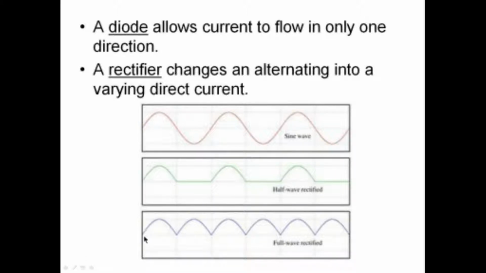If I use a full wave rectifier, I can flip this half here that I cut off with the half wave rectifier, I can flip it up the other direction here and get a full wave rectifier, and I get a much more efficient rectification, and I get something here that's much easier to filter into a smooth direct current.